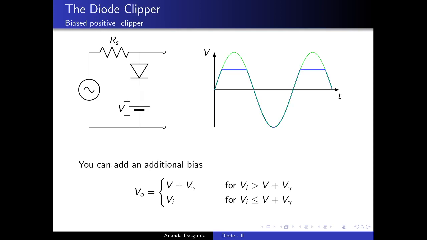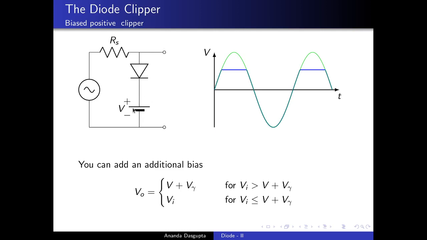Now, in addition to having the unintended bias which V gamma provides, you can actually put in additional bias if you want. If you add a battery to the circuit, plus V, then you really have two batteries here. One that you can see, the battery with voltage V. Another, the reverse biasing battery V gamma, which is part of the diode anyway. And so, when the input voltage exceeds V plus V gamma, VO is going to be flat at V plus V gamma, because there will be no drop across the ideal part of the diode.